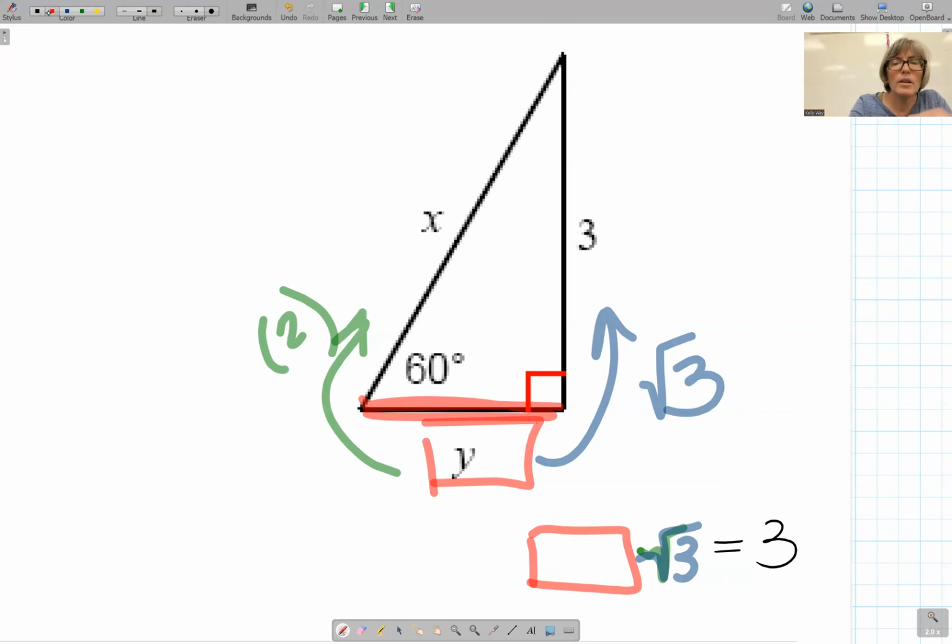Well, the answer is root 3, because root 3 times root 3 is 3. Ta-da! So y is just root 3. Times by 2. Outies and innies don't talk to each other, so it's 2 root 3. Ta-da!